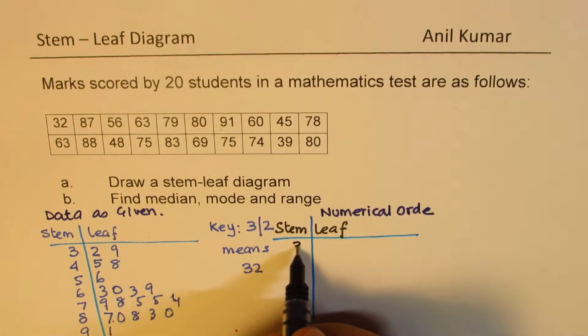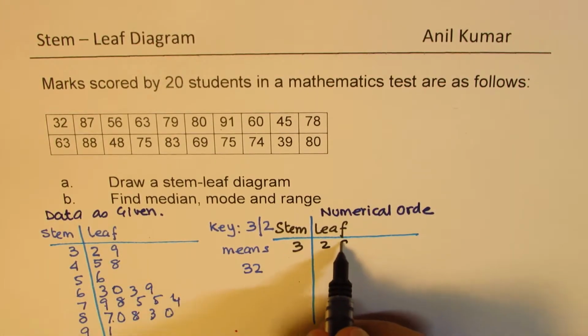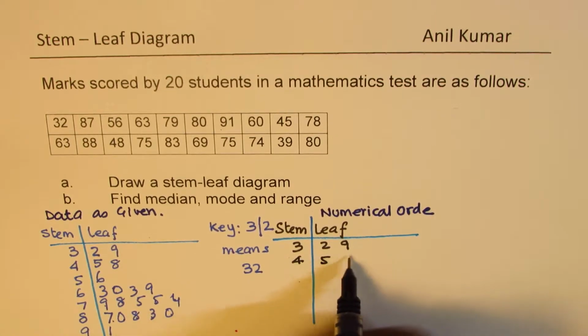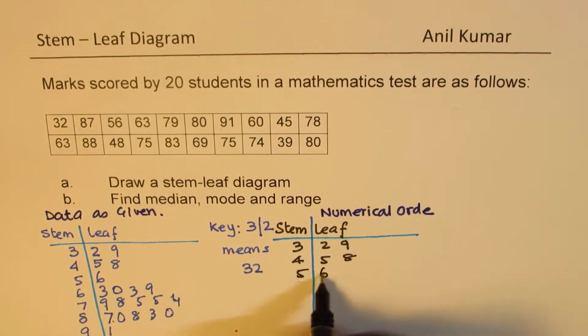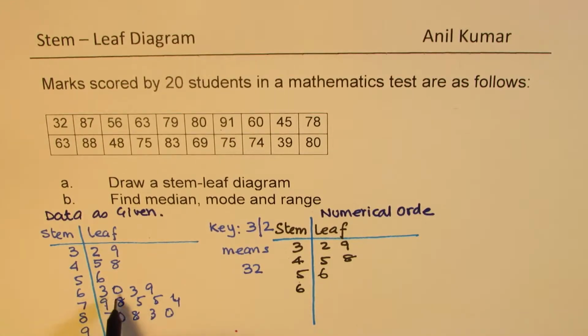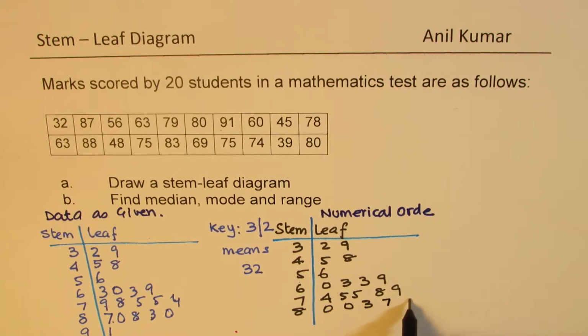So we have these numbers, 3, 2, 9, that is in order, that's fine. Then we have 4, 5 and 8, perfectly good. 5 and 6, okay. With 6 we have 3, 0, 3, 9, so we'll put it 0, 3, 3 and 9. And with 7, we have 9, 8, 5, 5, 4, so we'll place 4 first, then 5, 5, 8 and 9. Then with 8 we have 7, 0, 8, 3, 0, so 2 zeros come first, then 3, then 7 and 8, and lastly 9 and 1. So that becomes our final answer for part A.